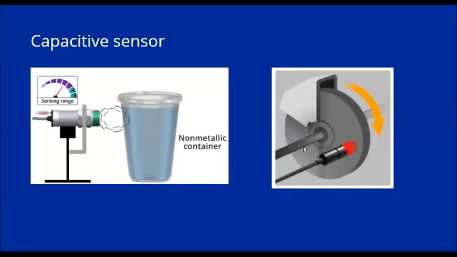Some capacitive sensors can be used to detect material inside a non-metallic container, usually liquids. This is possible by adjusting the sensing range these sensors have. Another application is the measurement of brake disc deformation in cars. Some capacitive sensors have great resistance to temperature changes.